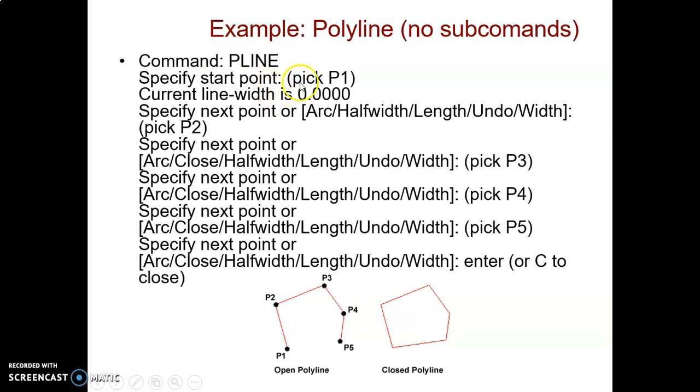Pick P1 with the 0. So kalau kita tak letak apa-apa width, so 0 default. So specify next point. Pick P2, P3, P4, P5, and then enter C to close. Okay, so this is open polyline. Then close polyline.